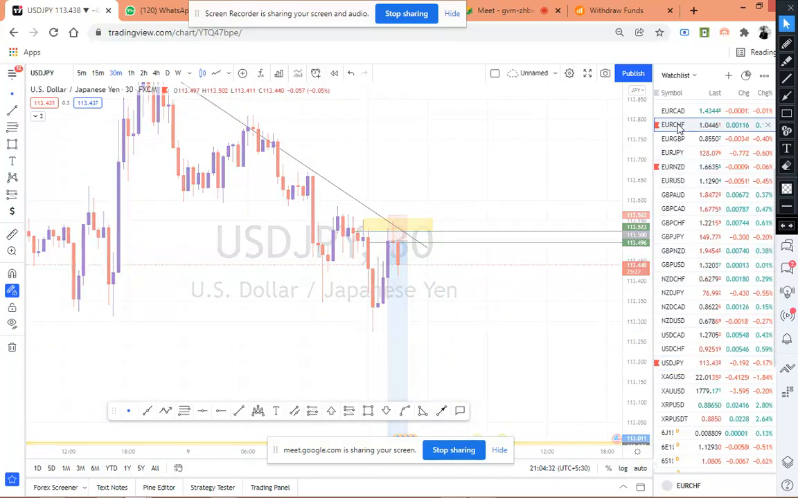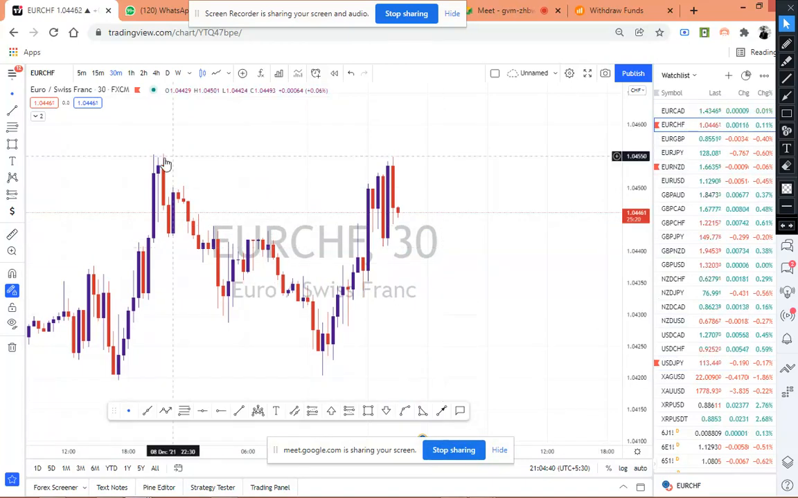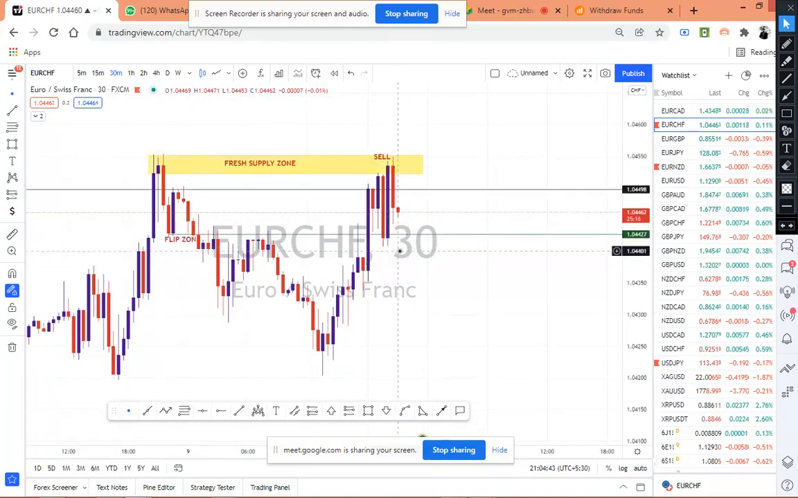Euro CHF is still struggling, floating in loss for the meantime. But that hope is going to drop because it's tried to test the level again a second time and it's now reversing.